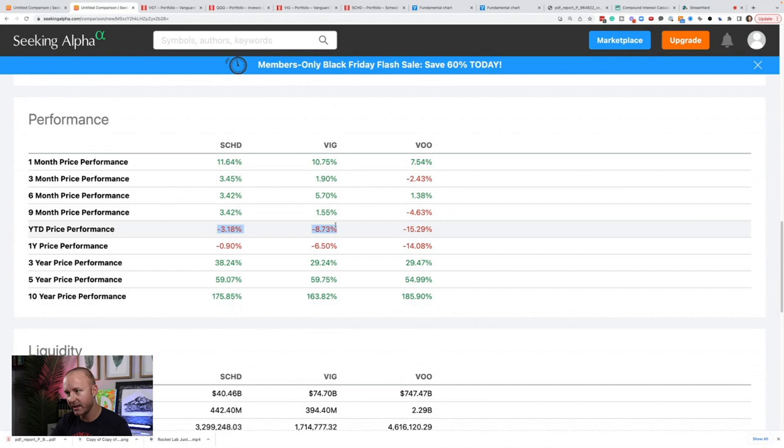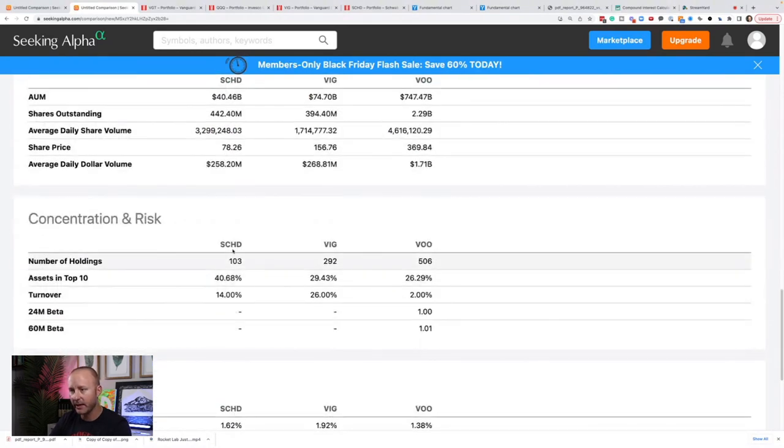Okay, and we can see these more dividend-paying, value-oriented funds are down a lot less than the tech ones, and even VOO. SCHD is only down 3% year to date, VIG is down 8.7%, and VOO is down 15%. Okay, and these are a little bit more concentrated though, where you could see SCHD has 40% in the top 10, VIG has 29%, and VOO has 26%.